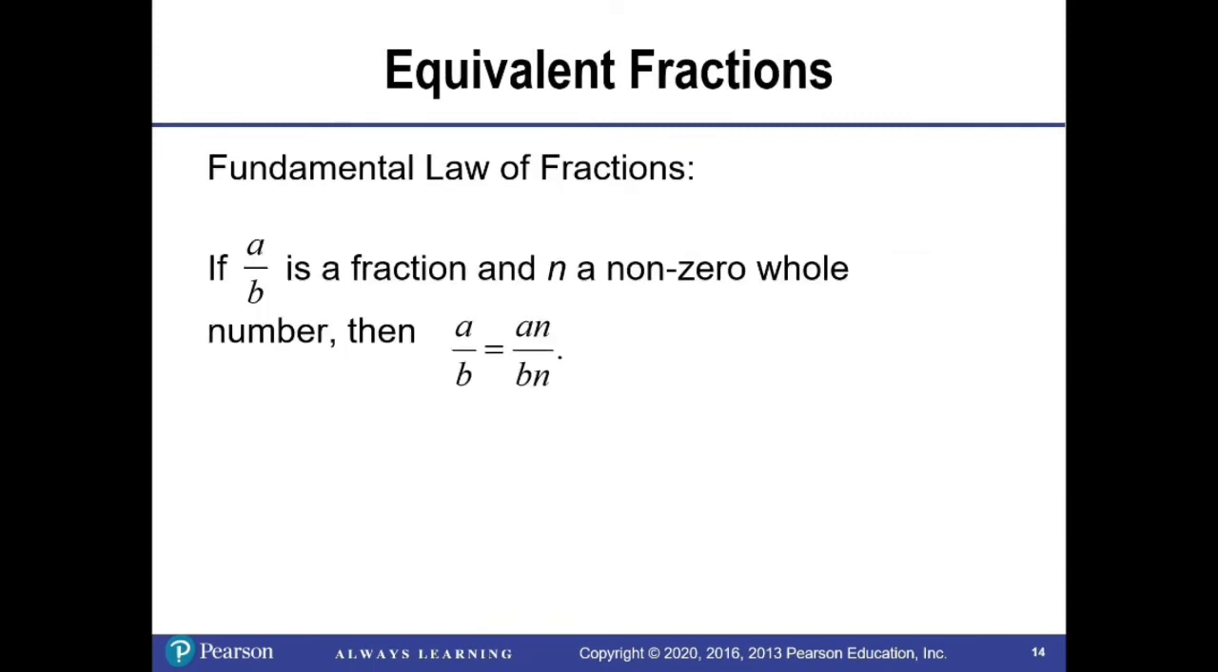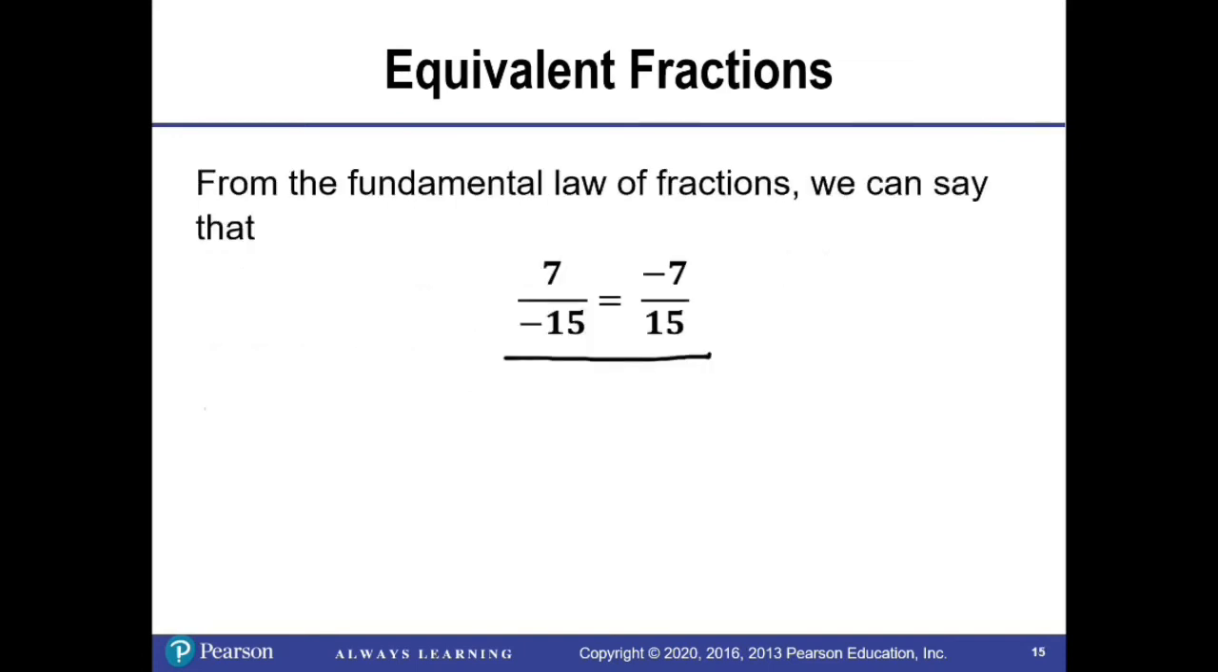The fundamental law of fractions tells us that if we multiply the numerator and the denominator by the same whole number, we get an equivalent fraction. Now this helps us with our negative fractions. So 7 over negative 15 is the same as negative 7 over 15. Now we really prefer negative 7 over 15. We don't want to have that negative on the bottom.